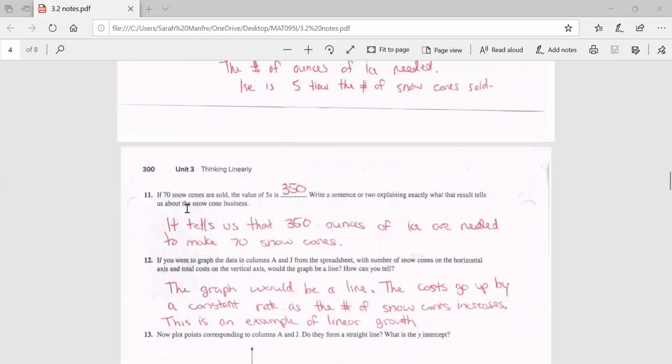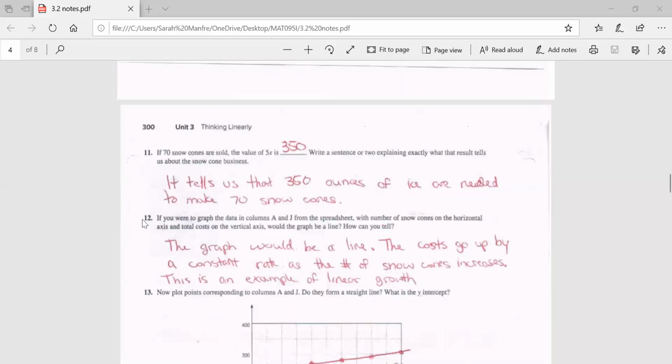Question 11, if 70 snow cones are sold, the value of 5x is blank. Well, we know that it's 5 times the number of snow cones, so 70 times 5 is 350. And what does it tell us? It tells us that 350 ounces of ice are needed to make 70 snow cones.